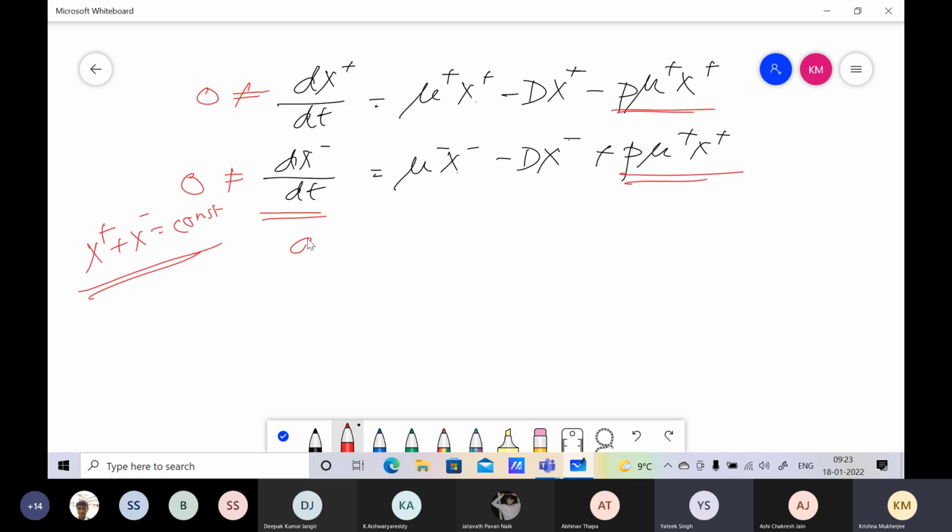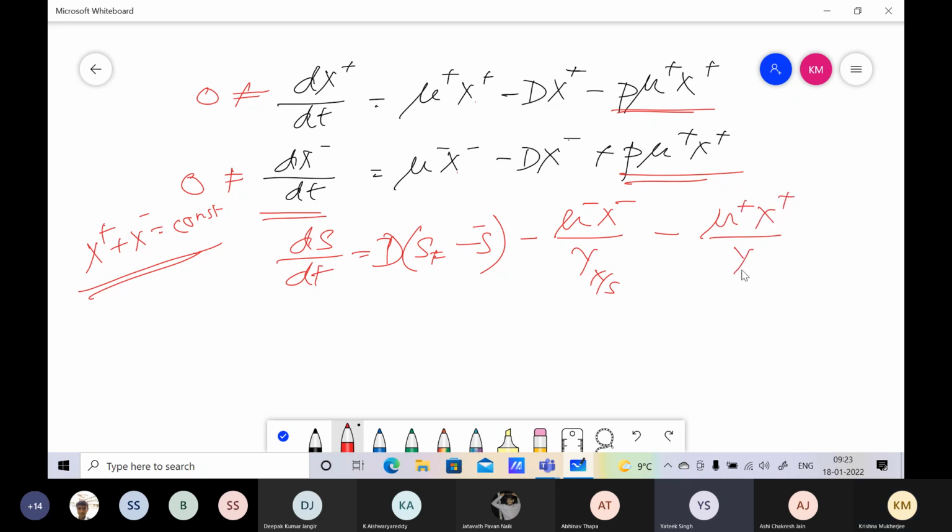Because I can write a substrate balance: dS/dt is equal to input D(sf minus s) minus output, some steady state concentration, minus the amount consumed by mu- X- by Yx/s, minus mu+ X+ by Yx/s. Now, if both these Yx/s are equal, you can well imagine that I can actually prove that this is a true statement. Do you follow this intuitively, or do I do the maths?